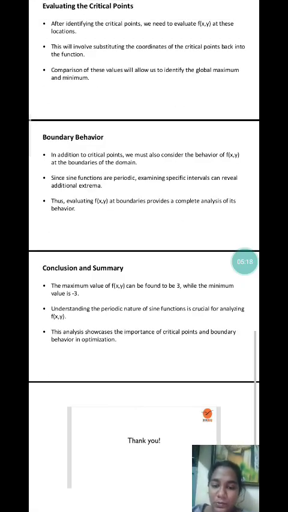This analysis showcases the importance of critical points and boundary behavior in optimization.